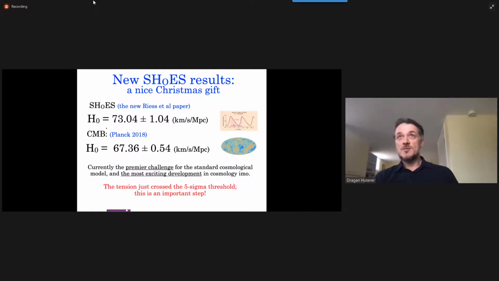Here's a constraint from the new Riess et al. paper that Adam just quoted. Here's the Planck result. They now differ formally at 5 sigma, just these two numbers. And I think this is a very important step in cosmology. This is a premier challenge for the cosmological model. In my opinion, it's the single most exciting thing happening in cosmology right now because it may indicate new physics, much like people at the Large Hadron Collider who are hoping to see a bump in their data that indicates a new particle. We in cosmology are not quite as desperate as they are, but we still very much welcome this development, which may indicate new physics.